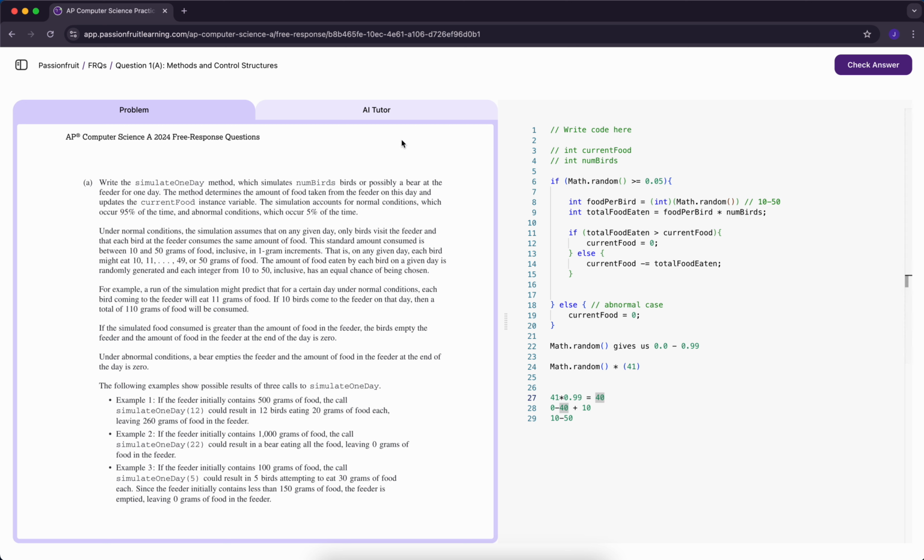If it didn't, feel free to ask the AI tutor. So ultimately, now, if we want to go from 10 through 50, we just have to multiply this by 41. And on top of it all, add 10. And that's really it. So we have our 95% case, and we also have our 10 through 50. Get rid of this, add the semicolon, and I think that's all we need to do. All right, let's check our answer.